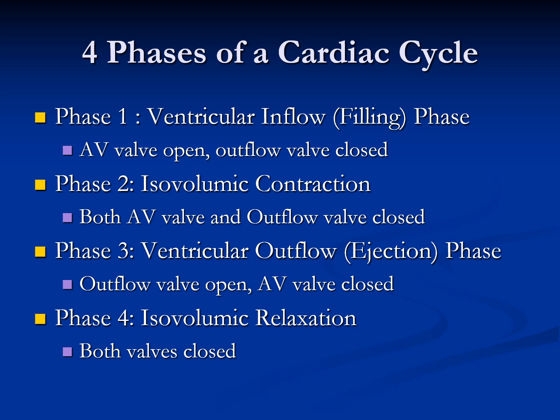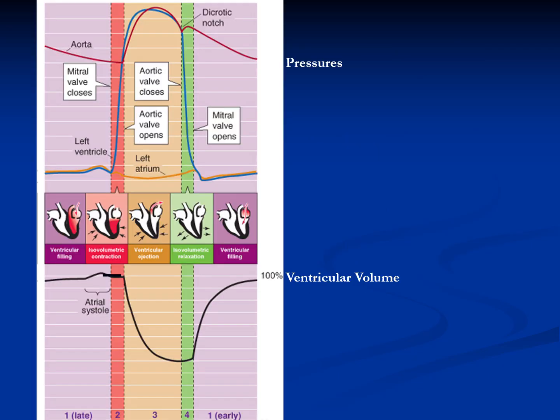Phase 3 is when the ventricle is ejecting blood out into the aorta. And phase 4 is what we call isovolumic relaxation, meaning it has relaxed, the aortic valve has closed, but the mitral valve hasn't opened yet. So therefore, this is a figure to illustrate all this. And basically, all this lecture can be summarized in this figure. If you understand this figure, you've understood the normal cardiac cycle.